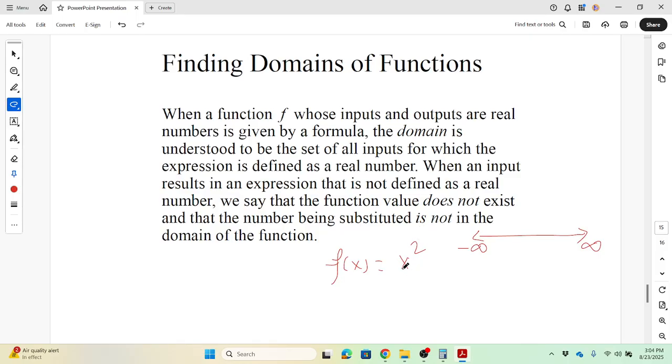So for this particular example, there is no restriction. I can pick x positive value, I can pick x negative value, I can pick x 0. So no matter what x I pick, I can calculate using this formula. So the domain for this function is all real numbers.